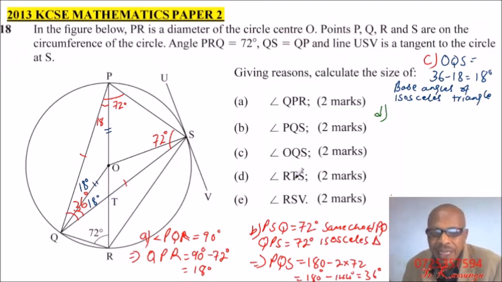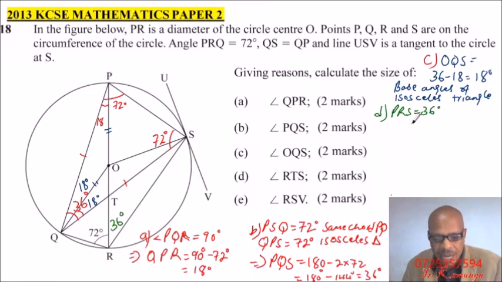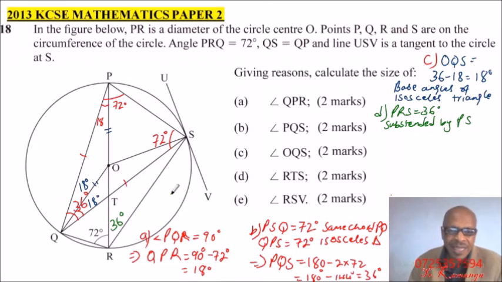Our D, we are supposed to get RTS. Where is RTS? Now with RTS, we know PRS is the same as that, is 36 degrees. Why? Because PS subtends this angle, that is PQS, and subtends the same. So angles subtended by the same chord are equal. So we can say PRS is equal to 36 degrees, subtended by PS.